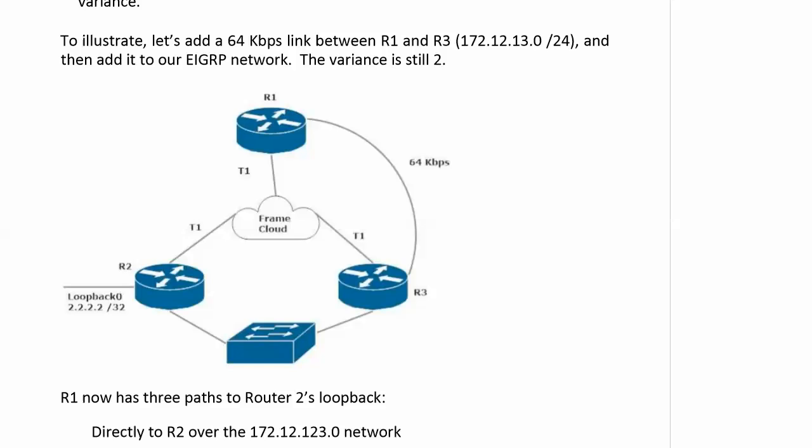It could go through the frame 172.12.123.0. It could go through there and go to router 3 and then go over the Ethernet and go to router 2, and then you're at the loopback. And now it can go over the 64K line to router 3 and then through the Ethernet and then to router 2. Now, the assumption of a Cisco serial interface is that it's running at T1 speed. The bandwidth is going to be set at 1544. So let's see what that does with our metrics when we bring in a 64K link.